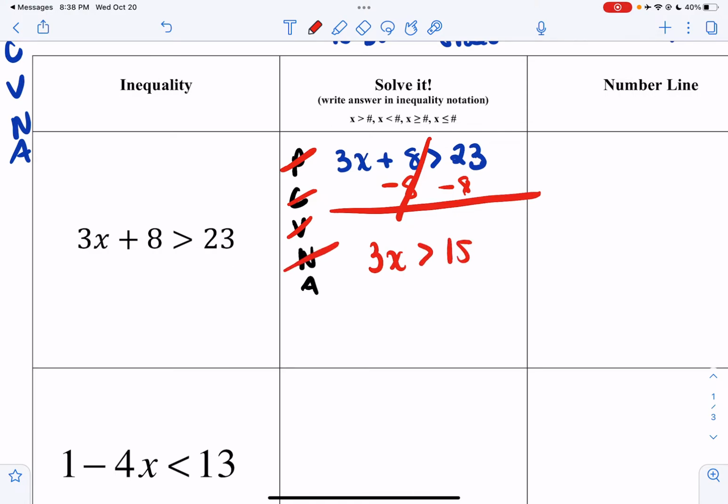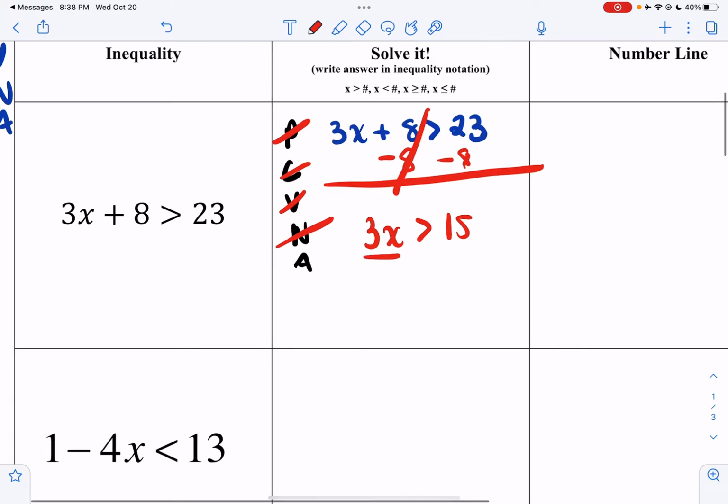Now I need to get rid of that number attached to my x. And I need to remember, how do I do that? I think it's by doing division. So I'm going to divide both sides of my inequality by 3, and then I get x is greater than 5.